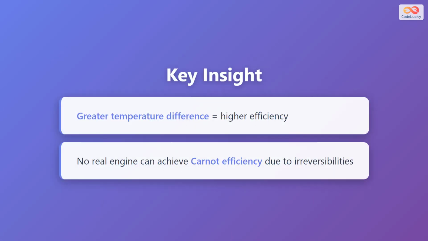Two crucial insights emerge from our understanding of heat engines. First, a greater temperature difference between the hot and cold reservoirs leads to higher efficiency. This is why power plants strive to operate at very high temperatures. Second, no real engine can achieve Carnot efficiency due to irreversibilities such as friction, heat losses, and non-ideal processes. Real engines always fall short of this theoretical maximum, but it remains our goal to get as close as possible.